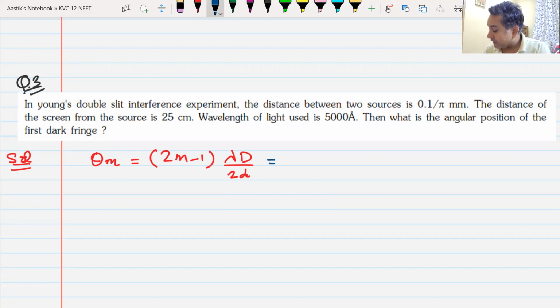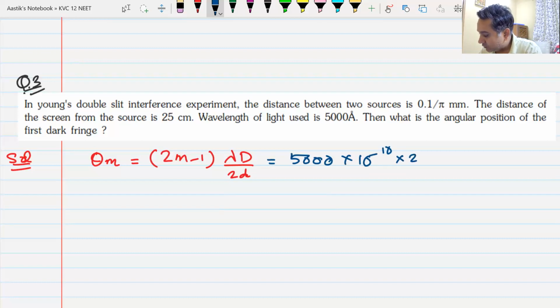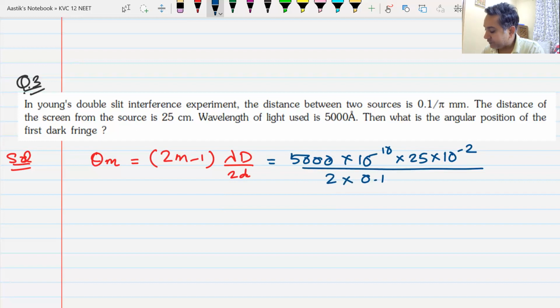1 multiplied by lambda. Lambda is 5000 into 10 raised to power minus 10. D is 25 centimeter, you convert it into meters, 10 raised to power minus 2, divided by 2 multiplied by 0.1 divided by pi. So that is your answer in radians. Do we understand this? You can give your answer in terms of pi also. You can just multiply and give me the answer in terms of pi.